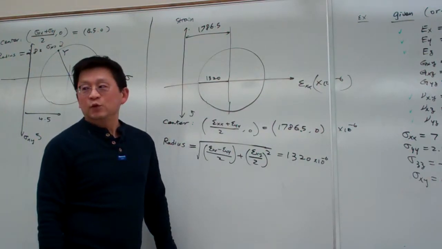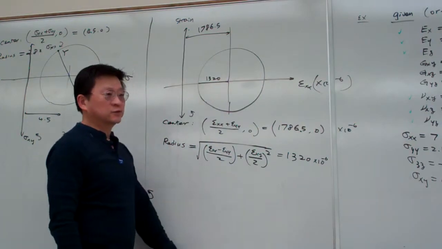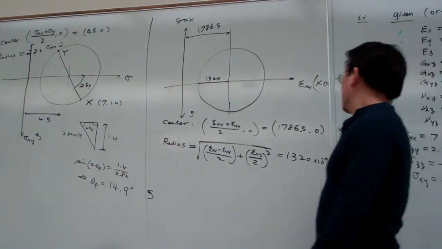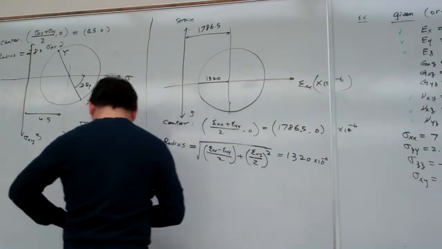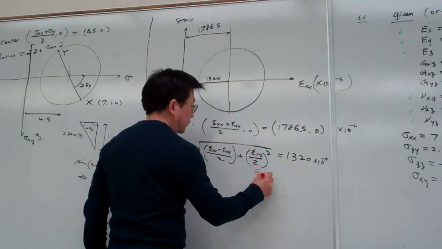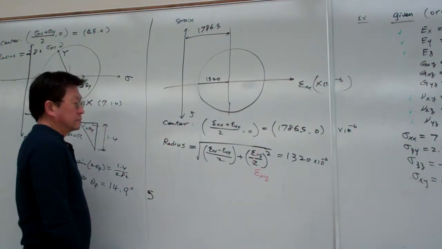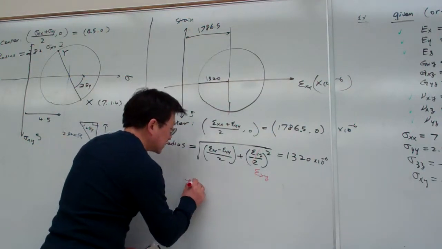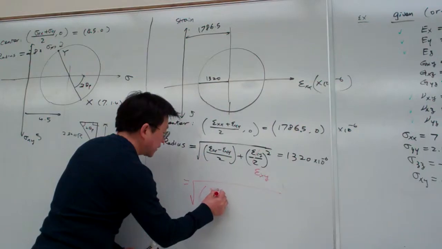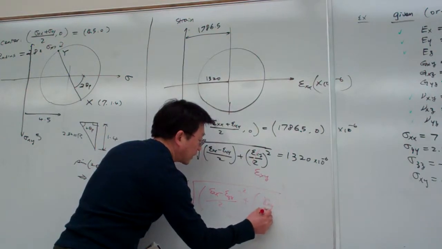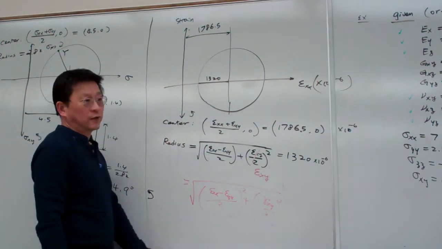Do you have any notes about the calculation of the strain? I think I made a mistake here. I want to correct the mistake. This term must be only epsilon y. If you have that formula, this term should be the radius. If we use engineering notation, that should be the square root of epsilon xx minus epsilon yy divided by 2, squared, plus gamma xy divided by 2. I think that is what I intended to write.